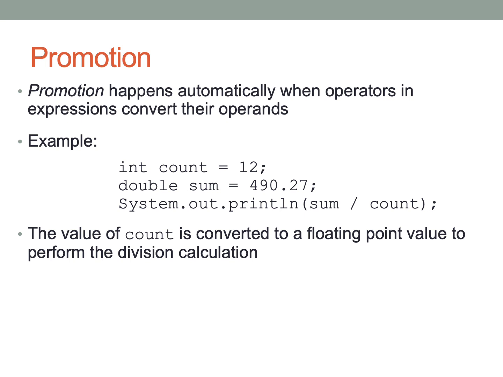Let's look at promotion. Promotion happens automatically when operators in expressions convert their operands or numbers. For example, if we have int count equal to 12, double sum equal to 490.27. When we do system.out.println and do sum divide by count, the value of count is converted to a floating point value to perform the division calculation. So basically, we have double sum divided by int count, so we will get the result in type double. The same goes if we have int divided by double, the result will be in double.